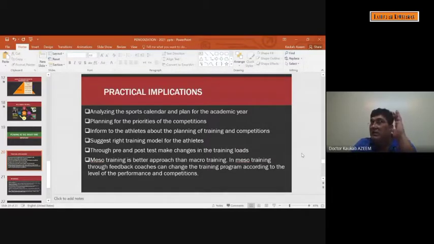Before you start your training program, you should have the pre-test: all his strength, endurance, flexibility, body composition, everything, you should have all his data. After 12 weeks, again you should take his data and see whether he improved or not. If he has not improved, you have to sit and talk to him. The athlete will give you the reasons why he has not improved.